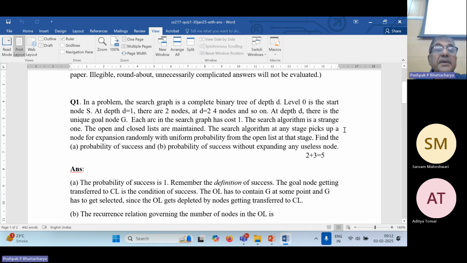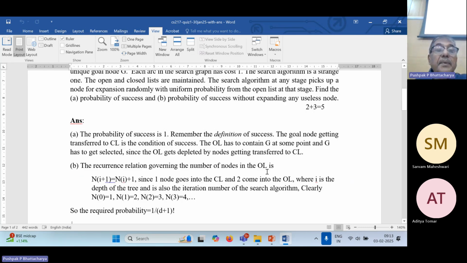The search algorithm is a strange one. It maintains a closed list and open list. So it is a general graph search algorithm applied to this complete binary tree. The search algorithm at any stage picks up a node for expansion randomly with uniform probability from the open list at that stage. Find A, the probability of success, and B, the probability of success without expanding any useless node.